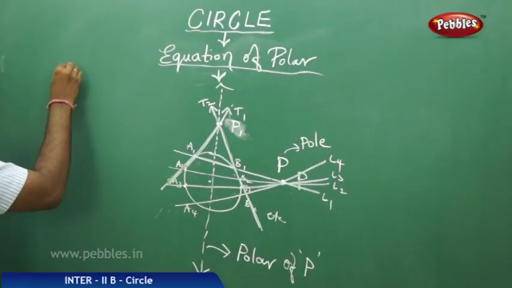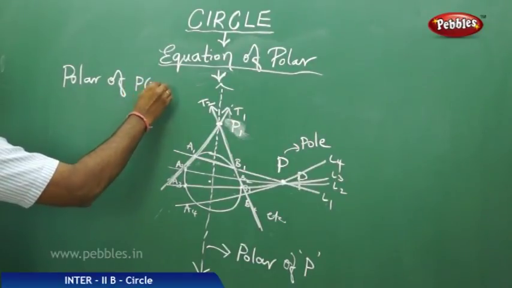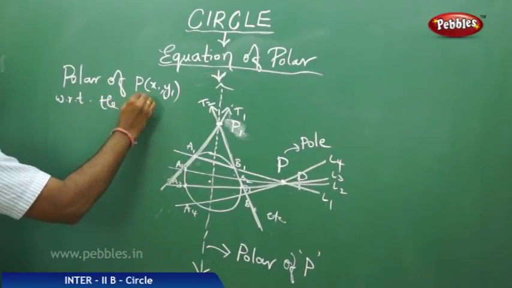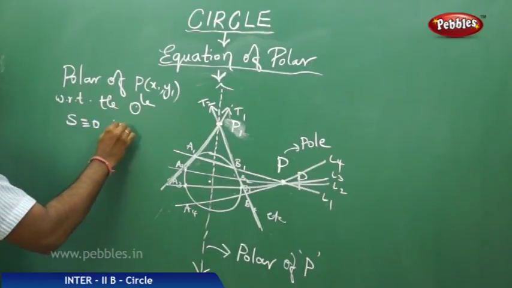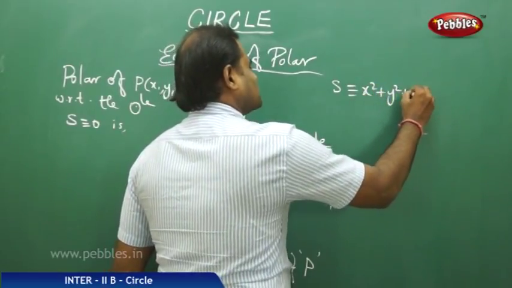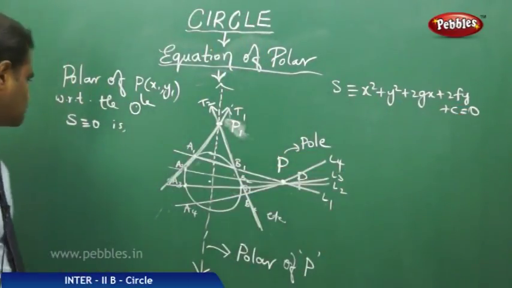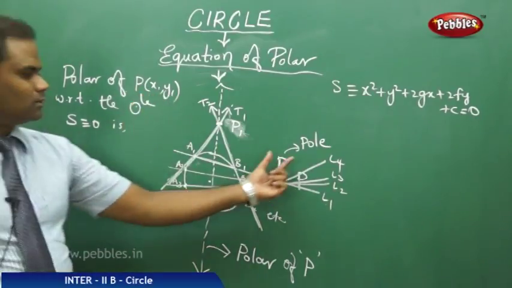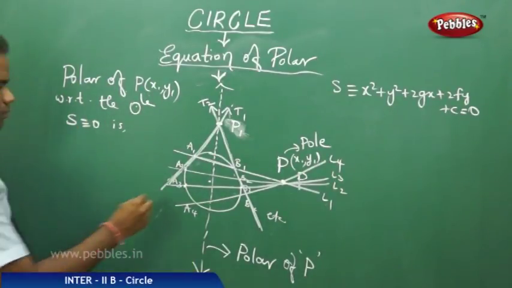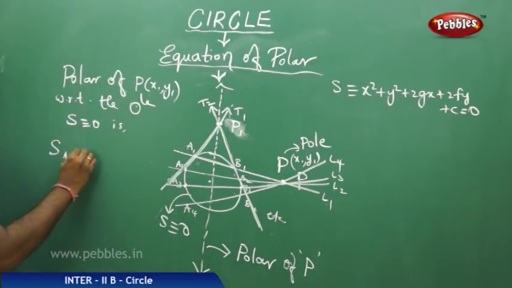So if I have the polar of the point P(x1, y1) with respect to the circle S equal to 0, which is x squared plus y squared plus 2gx plus 2fy plus c equal to 0, the general equation of a circle, the polar of point P(x1, y1) with respect to the circle S equal to 0 is given by the formula S1 equal to 0.